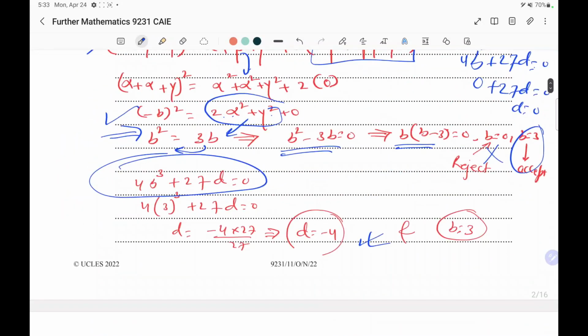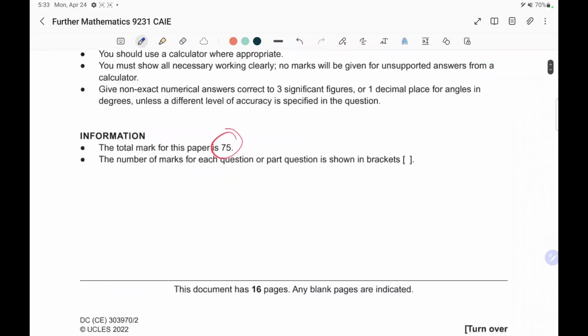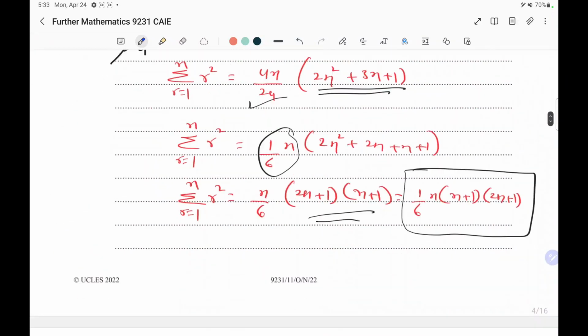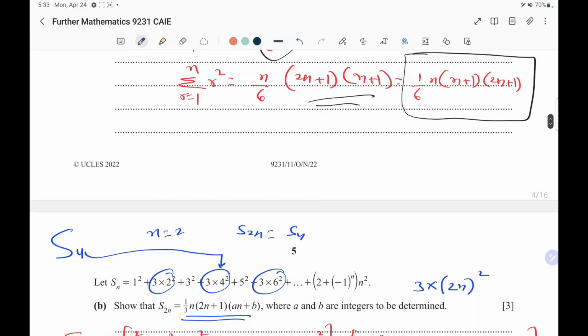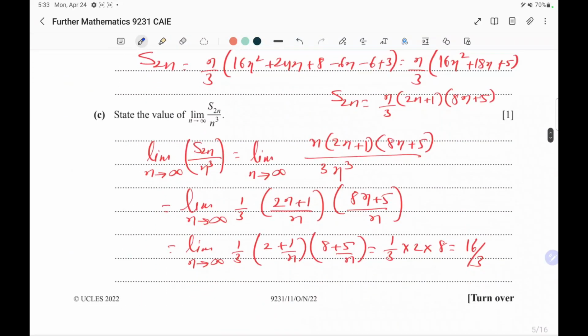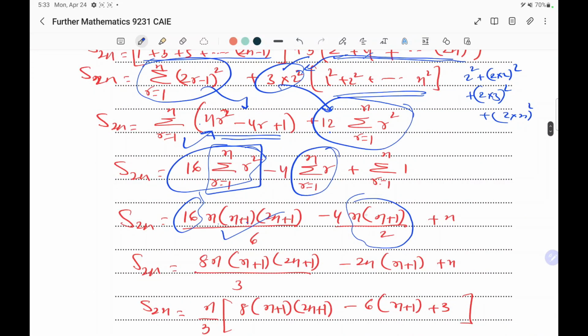Or you can use the formula, right? Here formulas are not given. This is further mathematics. Maybe a formula sheet will be given to you. If it is not given, then you should memorize all these formulas. N into n plus 1 divided by 2, and sigma 1, r equals 1 to n, it is n.